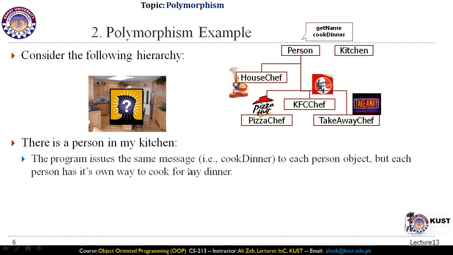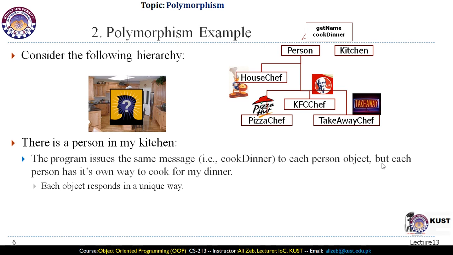The program issues the same message, that is the cookDinner message, to each person object, but each person has its own way to cook for my dinner. A KFC chef will prepare a special kind of KFC chicken for me. A pizza chef would prepare a pizza for me. A takeaway chef would prepare a different kind of dish that can be taken away.